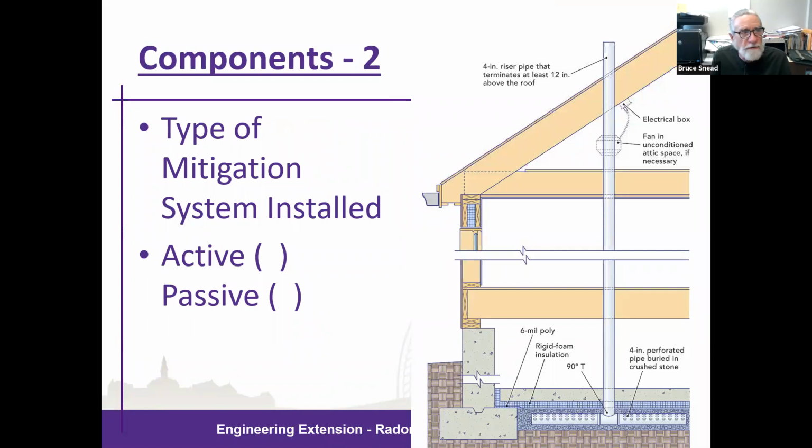Number 2 is identifying the type of mitigation system installed. Is it an active system which has a fan creating a negative pressure pulling radon from beneath, or is it a passive system, radon-resistant new construction, which, as you see configured here, is a straight pipe running from the subslab zone up and through the house and venting through the roof to provide a passive vent for the radon in a newly constructed home?